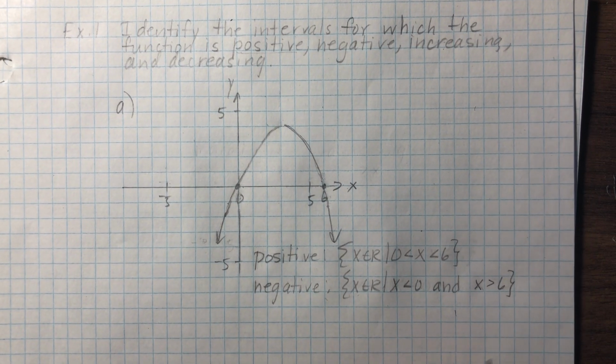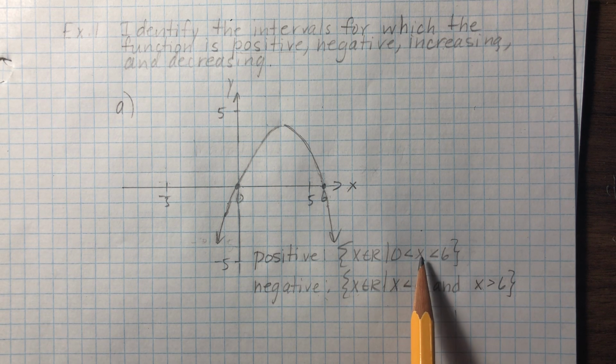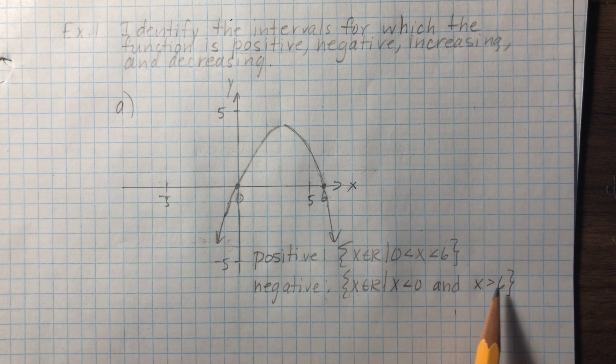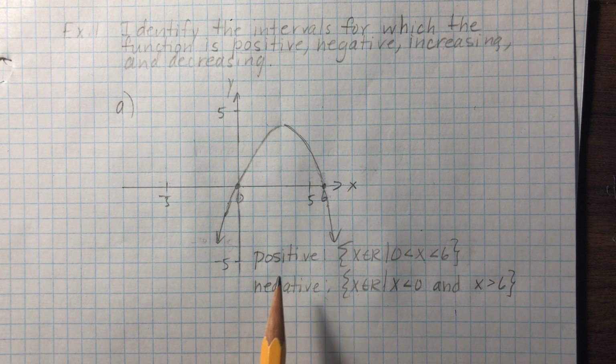If you compare the positive and negative intervals, notice that just the signs are reversed here. Here we have x being greater than 0, but here we have less than 0. Here x is less than 6, here x is greater than 6. So if you can correctly determine the positive interval, you can get the negative interval by simply reversing the signs.